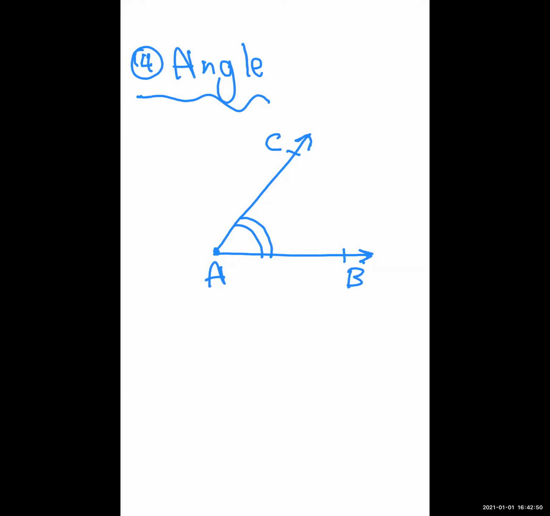And actually, guys, the starting point, which is A, has a name. It's the vertex of the angle. So A is the vertex of the angle, and also the two rays are the two sides of the angle.